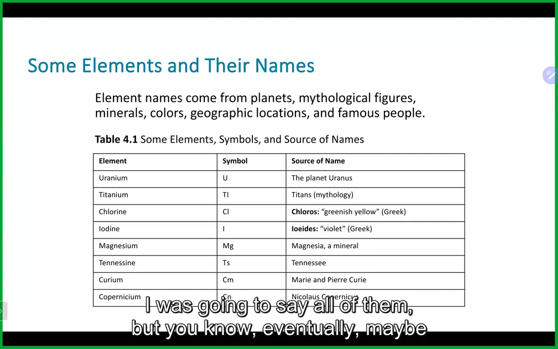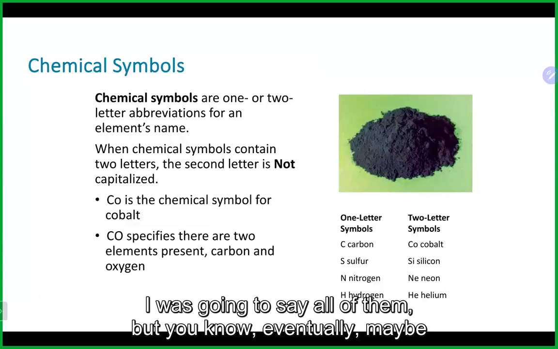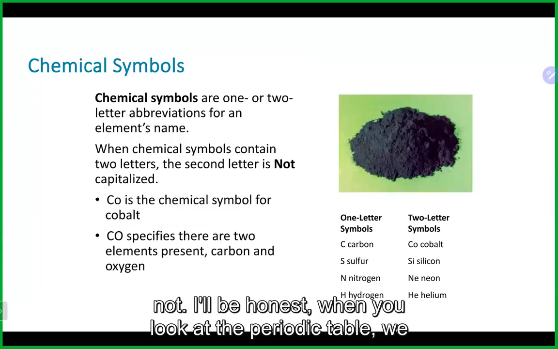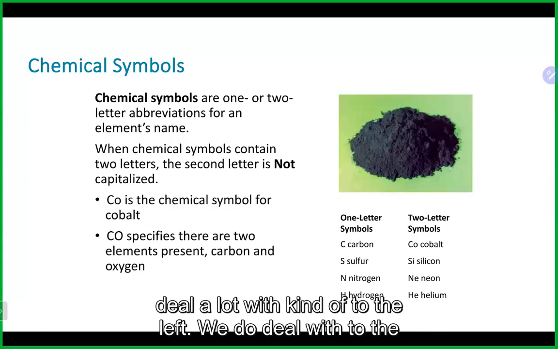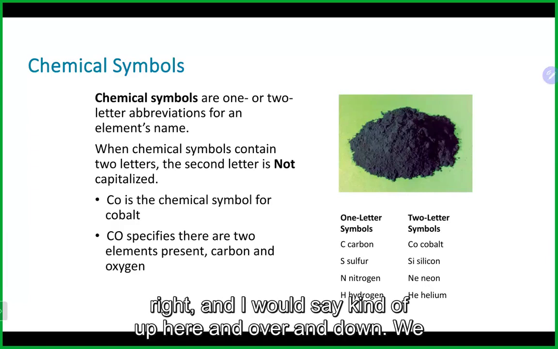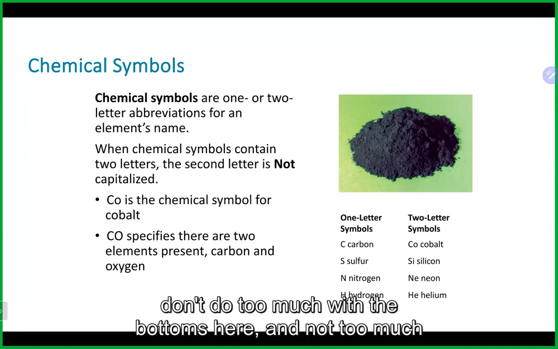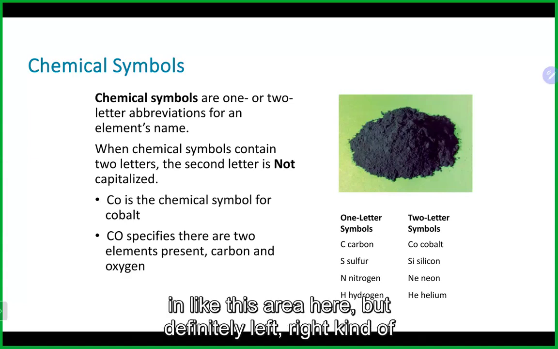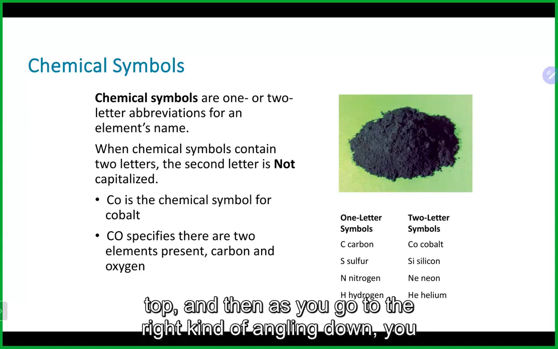Well, you should know, I was going to say all of them, but eventually maybe not. I'll be honest with you, when you look at the periodic table, we deal a lot with kind of to the left. We do deal with to the right. And I would say kind of up here and over and down. We don't do too much with the bottom here, and not too much in this area here, but definitely left, right, kind of top, and then as you go to the right, kind of angling down.